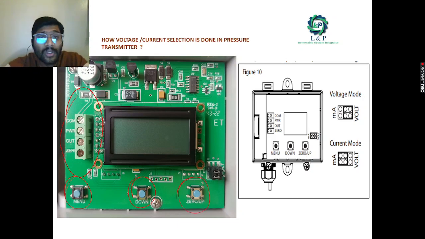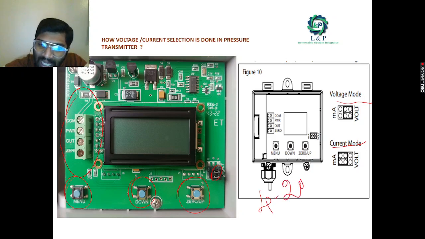Okay, as I told earlier, most of the instruments have the capability to change any sort of physical quantity into an electrical output. The electrical output can either be in voltage mode or in current mode. So how do we change these modes? As you can see here, you have jumpers. Right now this pressure transmitter is in the current mode. It means the electrical output will be a 4 to 20 milliamps output.